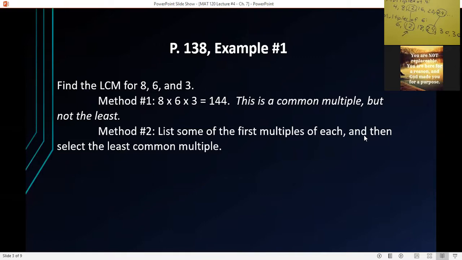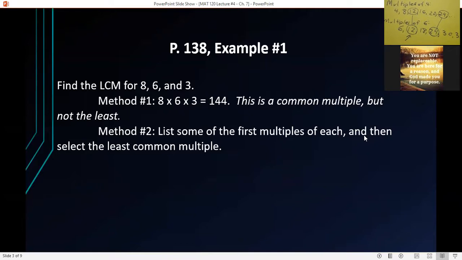For example, if we asked you to find the least common multiple for these 3 numbers, 8, 6, and 3, you could go through the work of actually just writing all of the multiples like I did here, and then investigate which are common and then select the least of those common multiples. Or you could do some other things to figure it out. But the first method that's not always practical is to just go ahead and multiply them all together. As you can see, it's a very large product. When you multiply 8 times 6 times 3, you wind up with 144. That's a very big number.